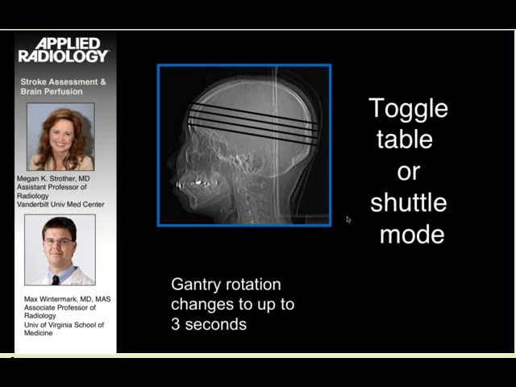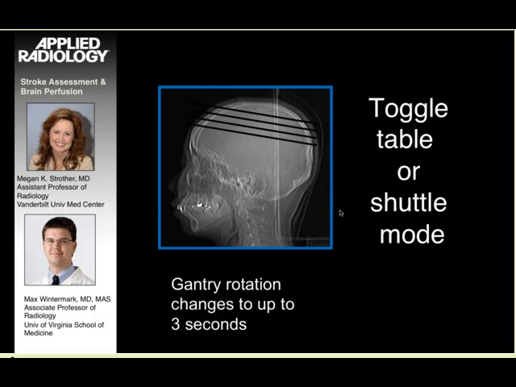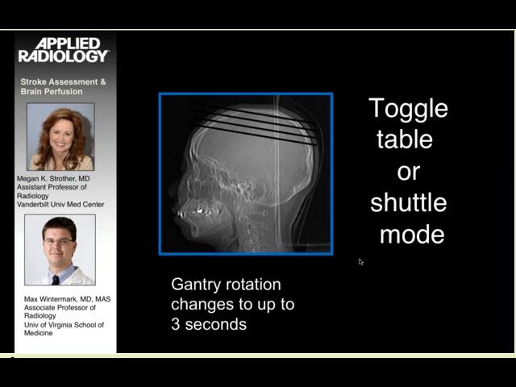To overcome challenges imposed by the lack of total brain coverage with CT perfusion, vendors have offered a toggle table or shuttle mode. In this mode, the scan is acquired as the table and patient move between two locations. There are drawbacks. First, the gantry rotation slows down up to 3 seconds, which we know makes the CT perfusion values less quantifiable. Also, there is a theoretical concern that patient motion would blur the arterial input function.